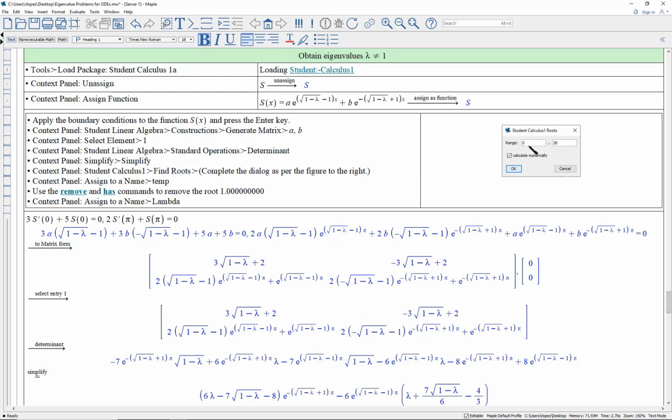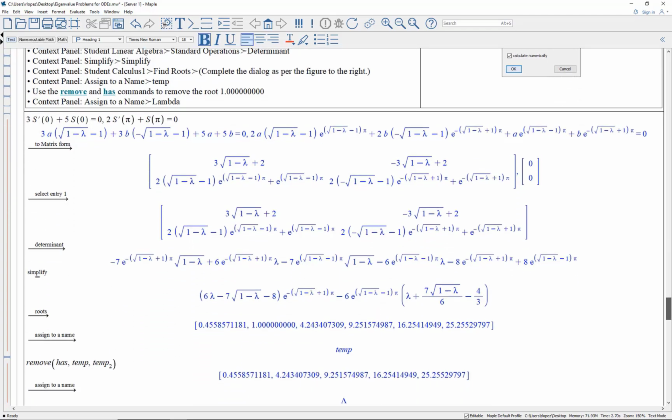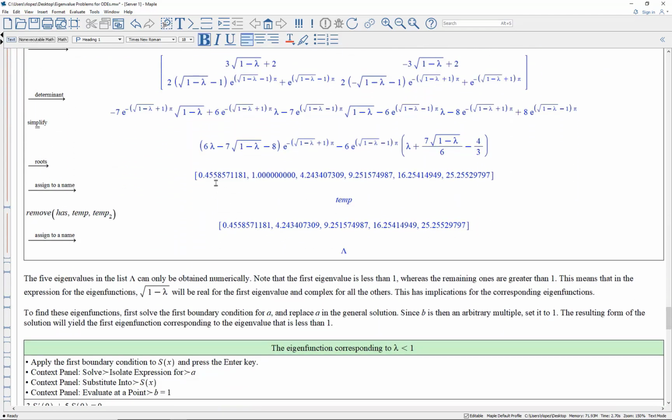I fiddle with this and you find out. Take the range from 0 to 26, and I calculate numerically, and this pops up when you use the context panel, and Maple returns these values for the roots that it found. You notice this last one is 25 point something. That's why I went out to 26. But there is this 1 in here.